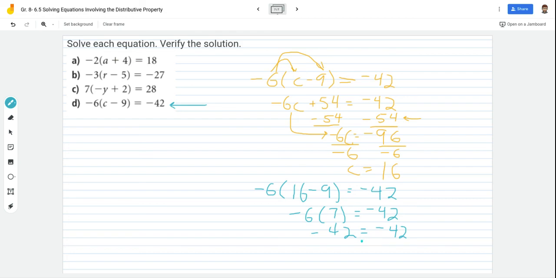-42 appears on both sides of the equation, preserving equality. Therefore, c equals 16 is correct.